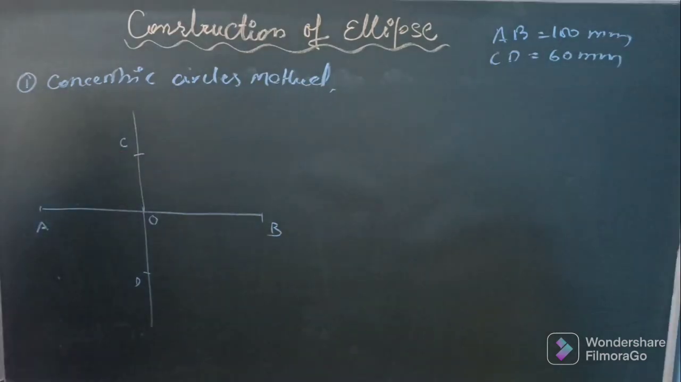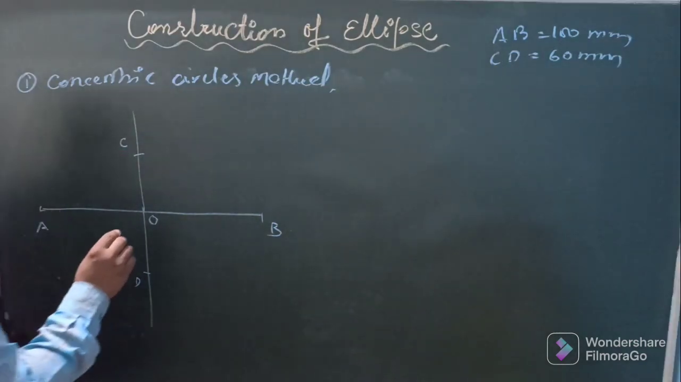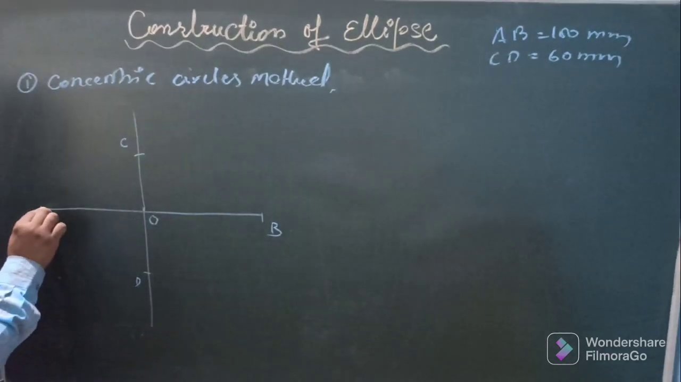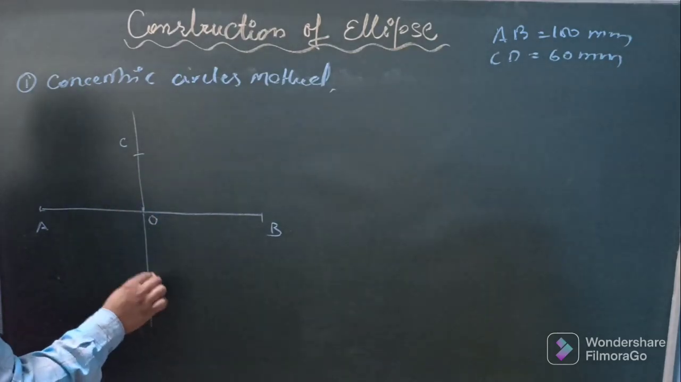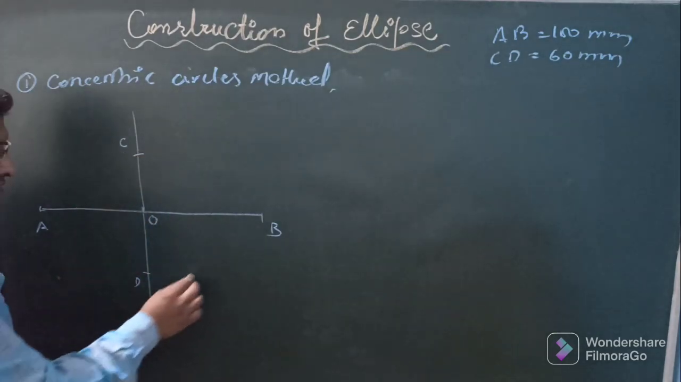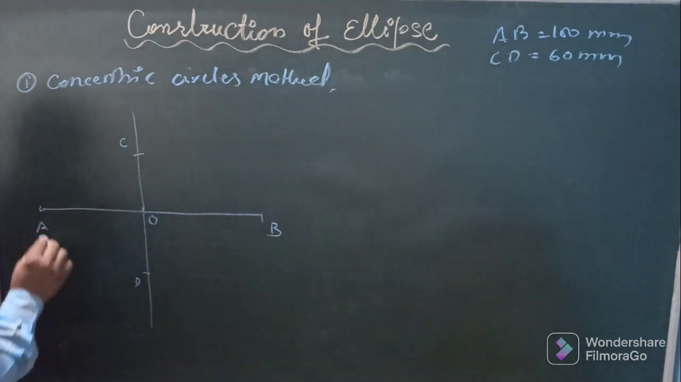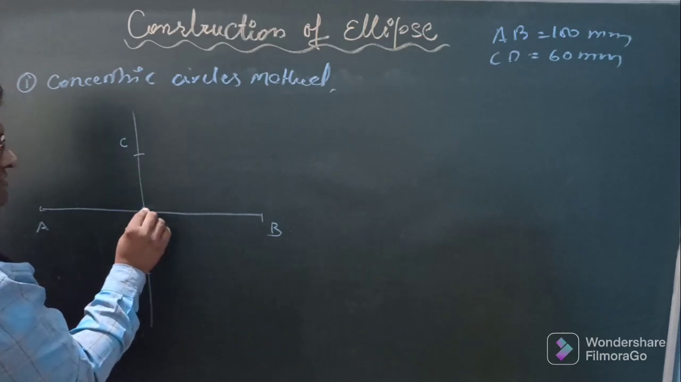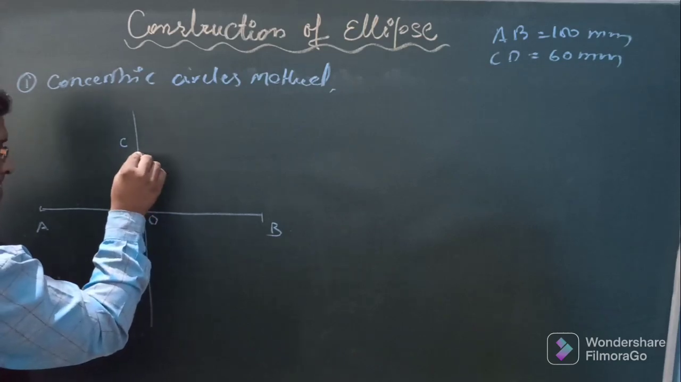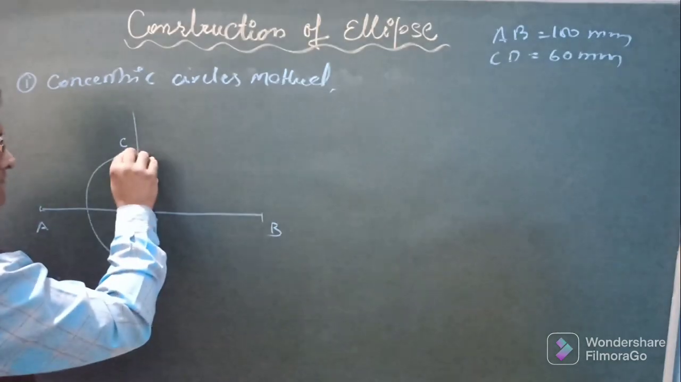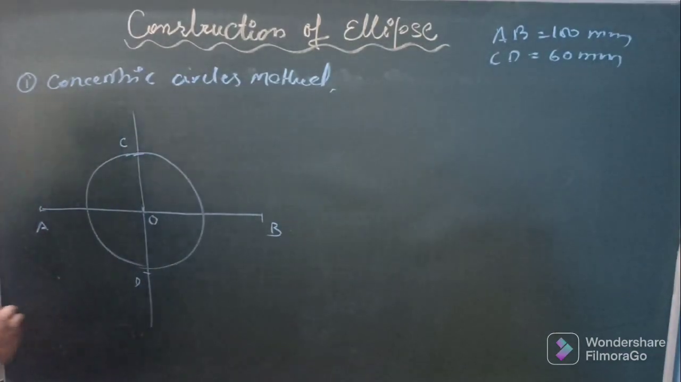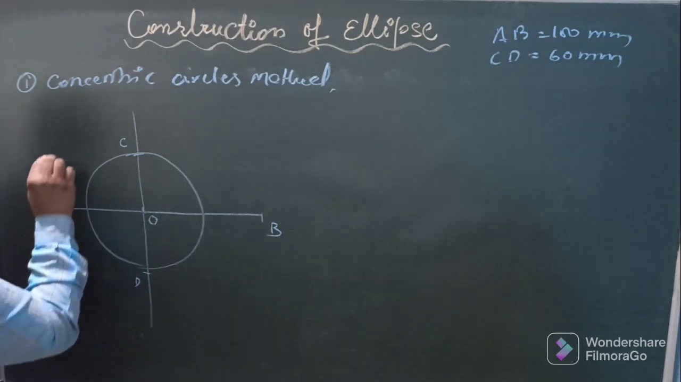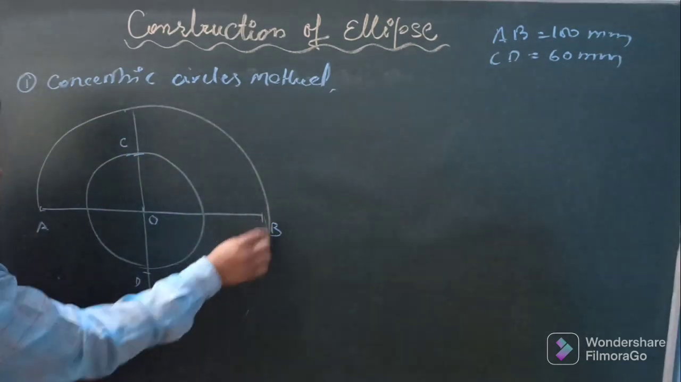Now in this particular method, initially draw two circles taking O as center and radius equal to OB or OA, and OC or OD. So two circles will be drawn, one with the diameter as minor axis, another with the diameter as major axis. So let us draw these two circles. Take O as center, radius equal to OC. Draw the first circle. Similarly, taking O as center, radius equal to OA, draw the other circle.